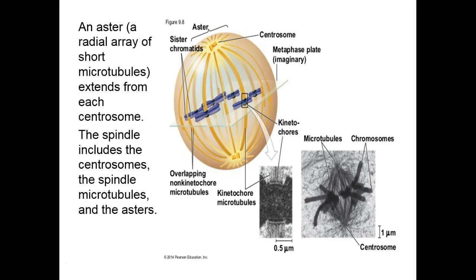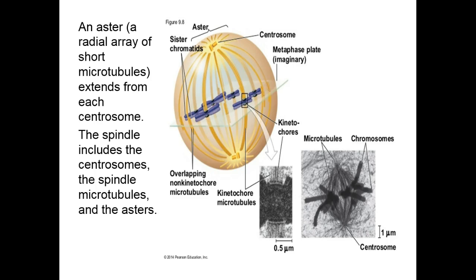So if there's no cohesion, no sticking together between the chromosomes, then the microtubules can pull. It's actually more like a reeling it in. They're not pulling, they're reeling it in. They're shortening themselves to pull these chromosomes to opposite poles of this cell.